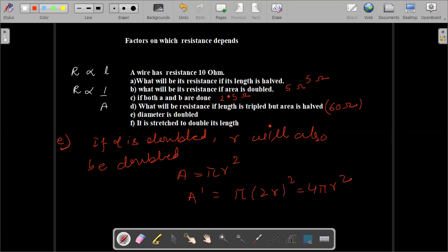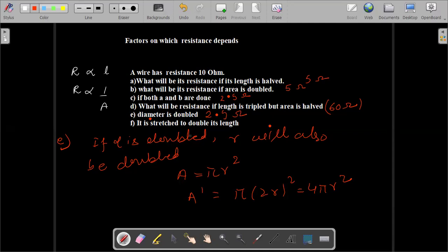Okay, so would the resistance increase or decrease? Sir, it will decrease. It will decrease by how much? It will decrease by a factor of 4. So 10 divided by 4, the new resistance would become 2.5 ohm. Got it? So here the new resistance would become 2.5 ohm.